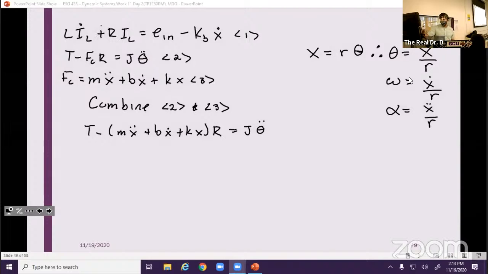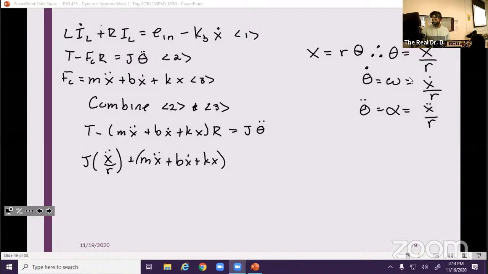Okay, so we have this. So I'm going to plug in this theta. Remember, this is just theta double dot, and this is just theta dot. Didn't mean to use all the Greek letters all the time. So I can say that J times x double dot over R plus M x double dot plus B x dot plus K x, times R. This is capital R. And that's equal to T.